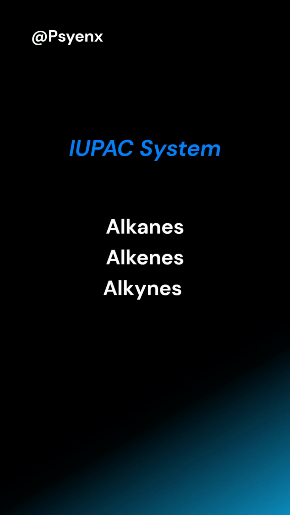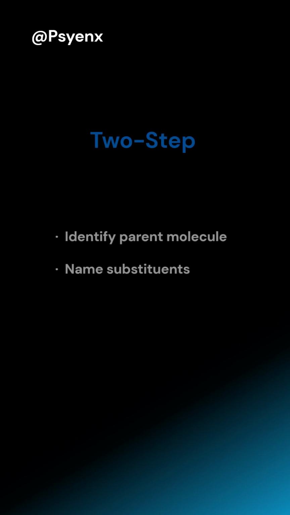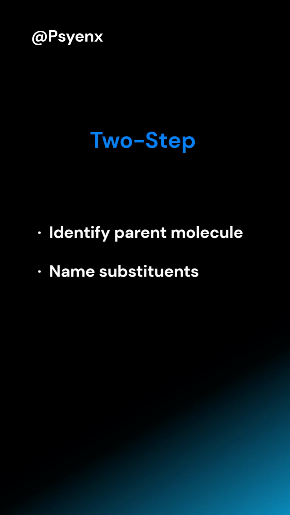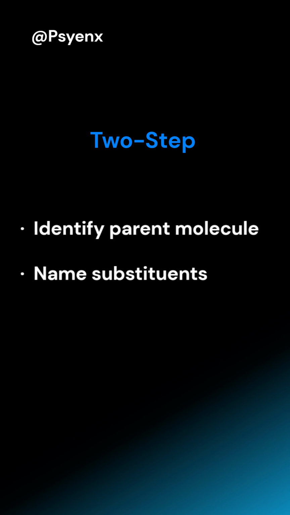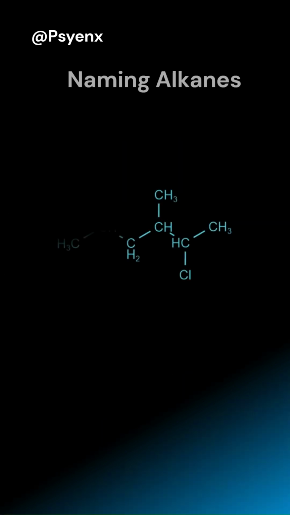We are going to learn how to name alkanes, alkenes, and alkynes using the official IUPAC system. To keep it simple, we use a two-step approach. Identify the parent molecule, the main backbone. Then name and locate the substituents, the branches. Let's dive right in with our first example.